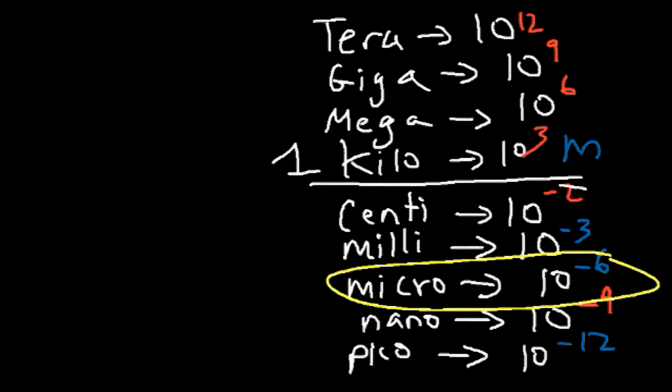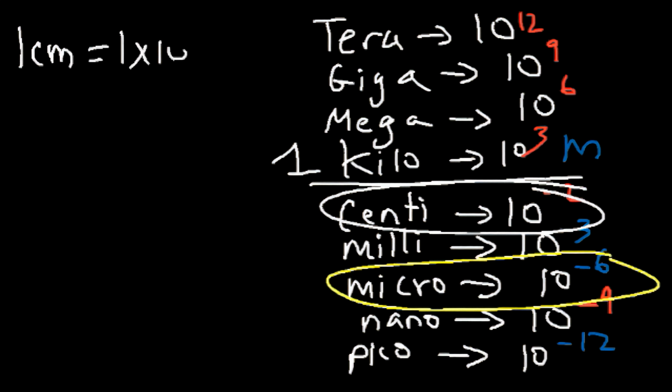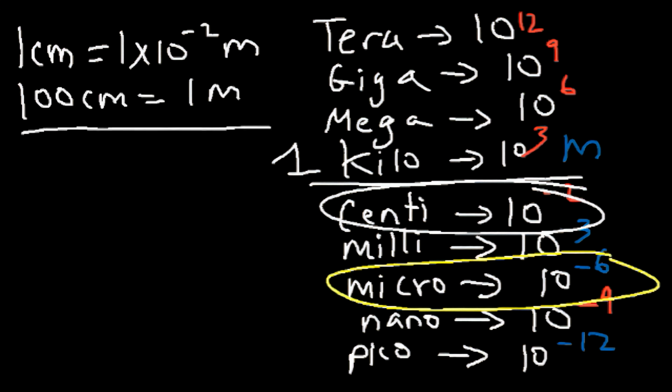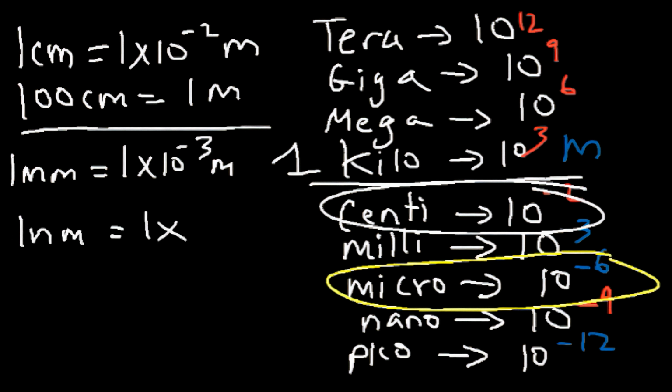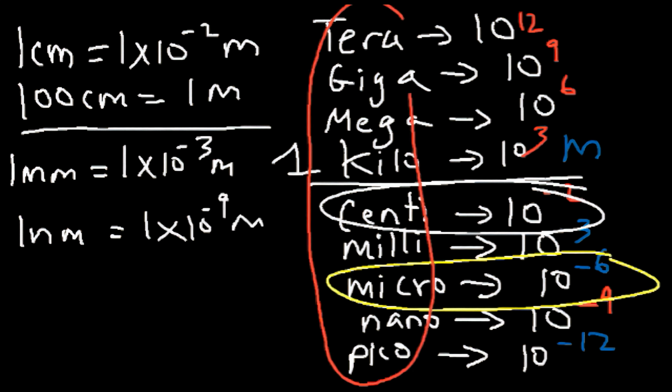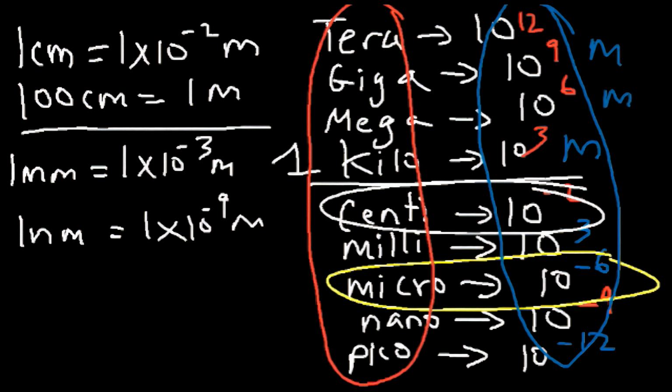So let's start with centimeters. 1 centimeter is 1 times 10 to the negative 2 meters. If you multiply both sides by 100, you'll get this conversion factor: 100 centimeters is 1 meter. For millimeters, we could say 1 millimeter is 1 times 10 to the minus 3 meters. For nanometers, 1 nanometer is 1 times 10 to the negative 9 meters. So there's always a 1 with the prefix. And on the other side, the multiplier is always associated with the base unit, in this case, meters.